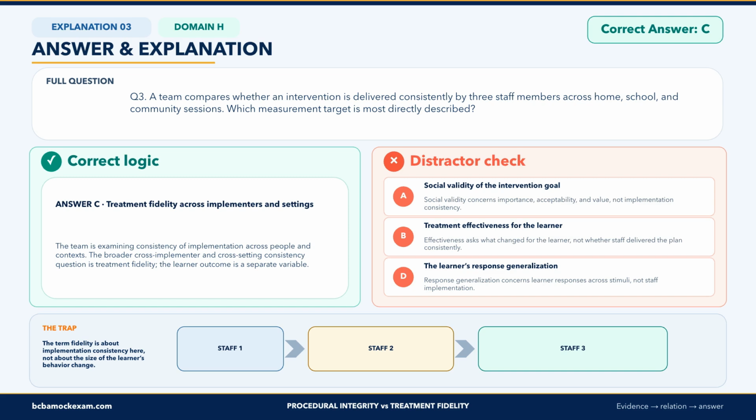The trap is that the term fidelity is about implementation consistency here, not about the size of the learner's behavior change. A. Social validity concerns importance, acceptability, and value, not implementation consistency. B. Effectiveness asks what changed for the learner, not whether staff delivered the plan consistently. D. Response generalization concerns learner responses across stimuli, not staff implementation. When the comparison spans implementers, settings, and sessions, look for a treatment fidelity question.